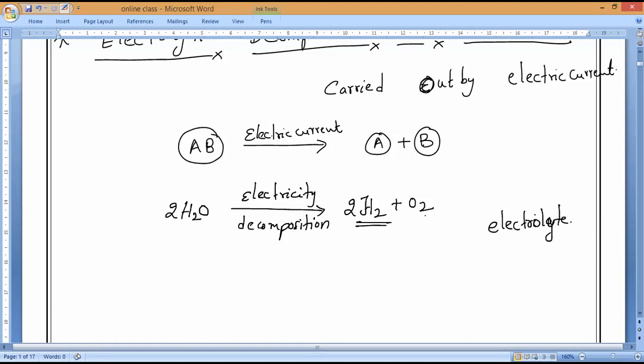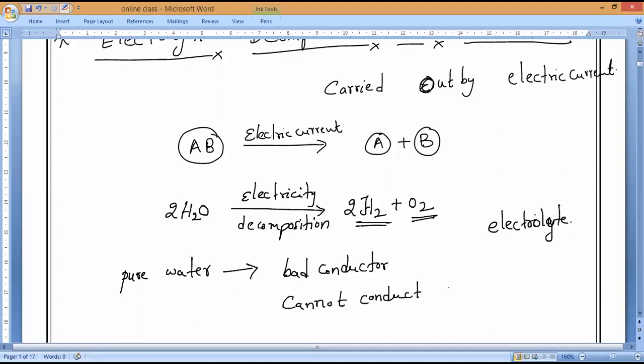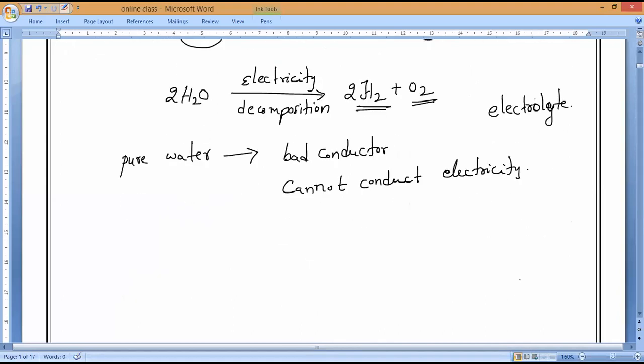What are the products, guys? Hydrogen and as well as what? Oxygen. Do you understand? Yes, please respond, everybody. Now if we take pure water, is it a good conductor or a bad conductor of electricity? Please respond. Yes, bad conductor. Very good, Mukesh. So pure water is a bad conductor of electricity, or we can say it cannot conduct. Pure water cannot conduct electricity. You understand, everybody? Cannot conduct electricity.